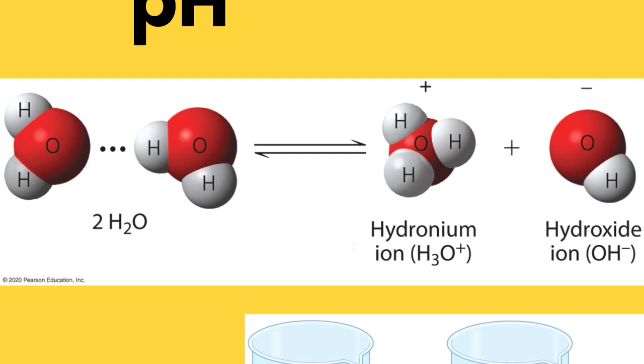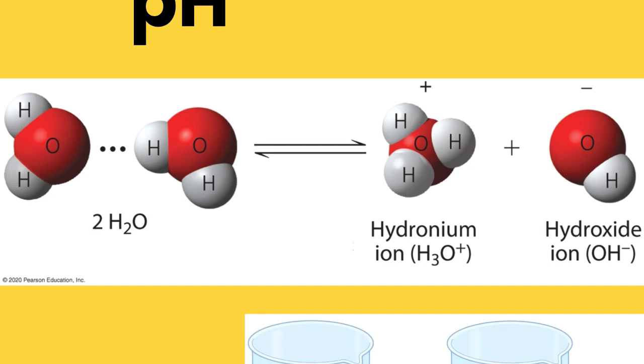So here we have two water molecules, right? We see the hydrogen bond in between them. Every so often, this hydrogen bond will become strong enough to actually pull a hydrogen off of one of the water molecules and add it to the other. This is ionization of water, and we end up with these two ions: the positive ion, the hydronium ion, or H3O plus, and the hydroxide ion, or OH negative.